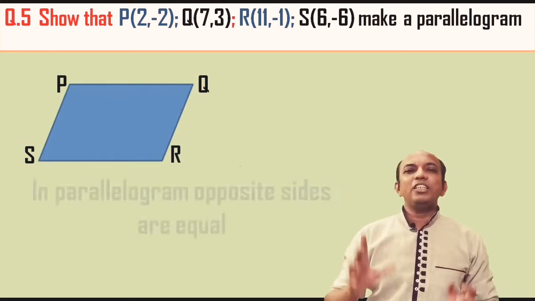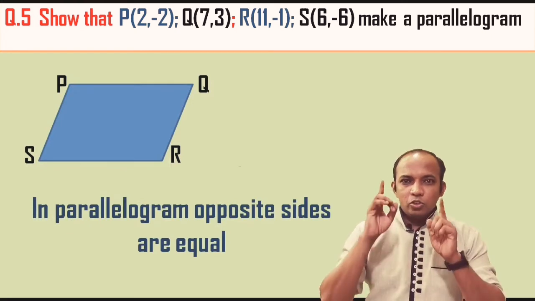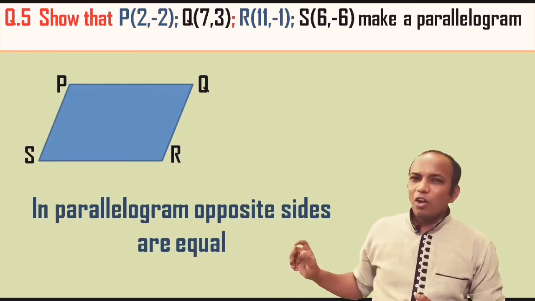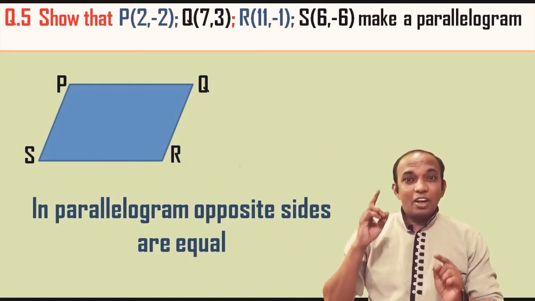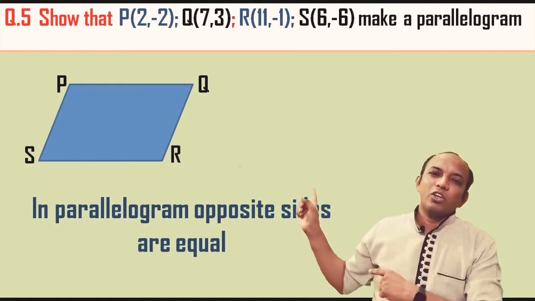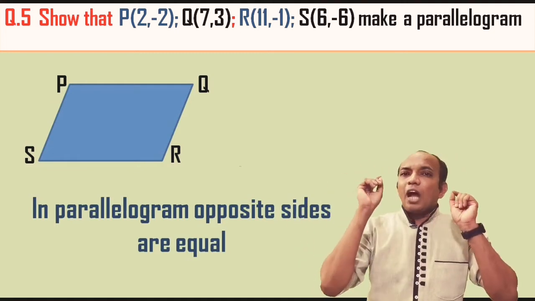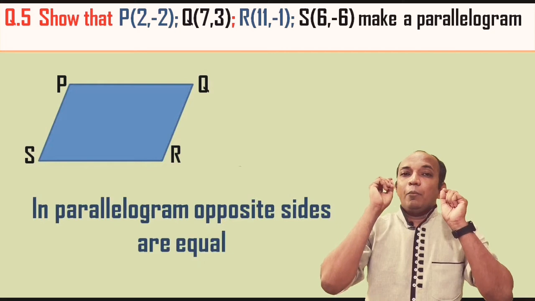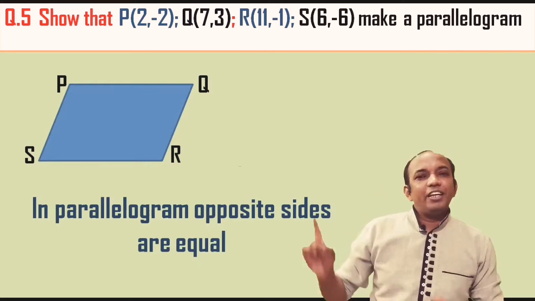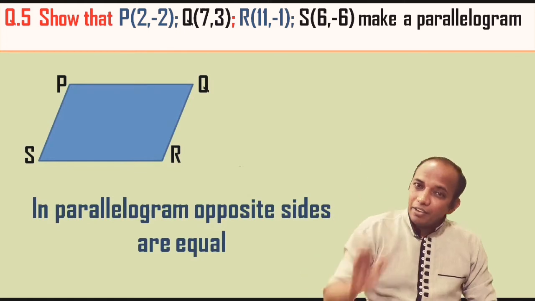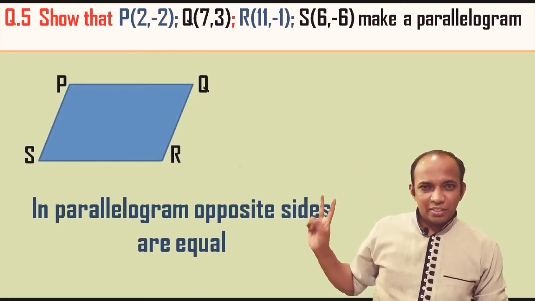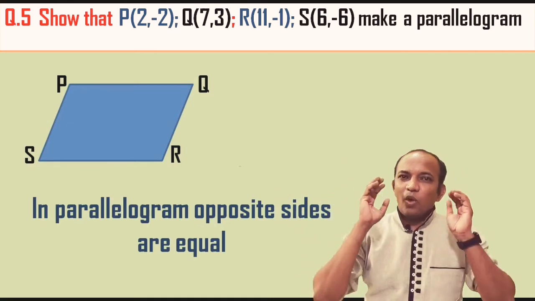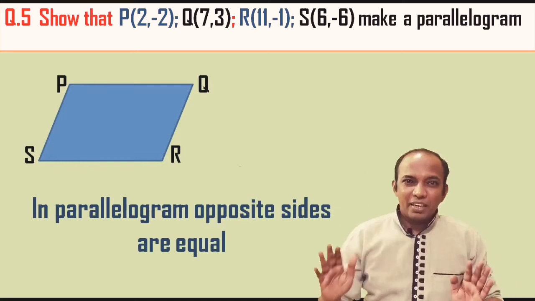Now, there's one property of a parallelogram. What is the property? Opposite sides of a parallelogram are equal in length. So if I'm able to prove PQ equal to SR and PS equal to QR, then only can I say that this quadrilateral is a parallelogram. But how will we find the length of these sides? Yes, by the distance formula. By utilizing the distance formula, we are going to find all four sides, and if the opposite sides are equal, only then will we say PQRS is a parallelogram. I hope the action plan is clear to you.